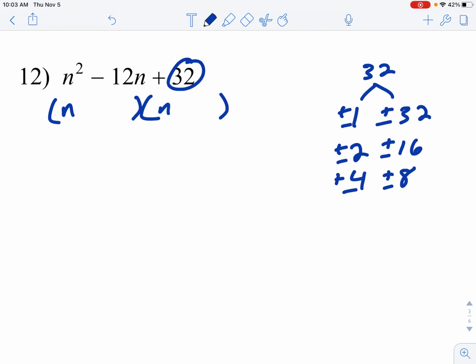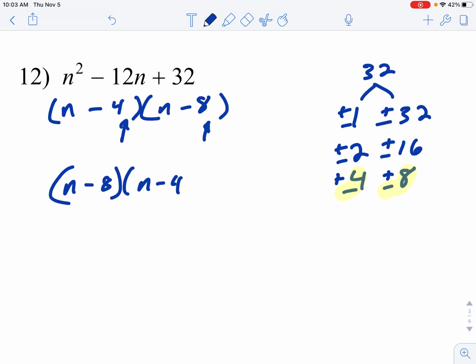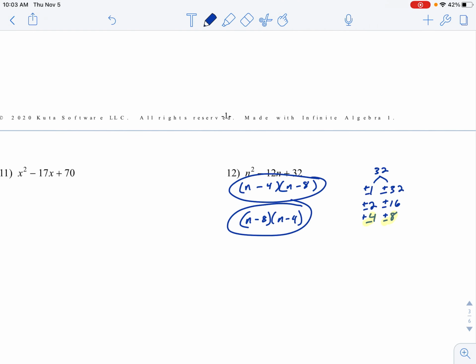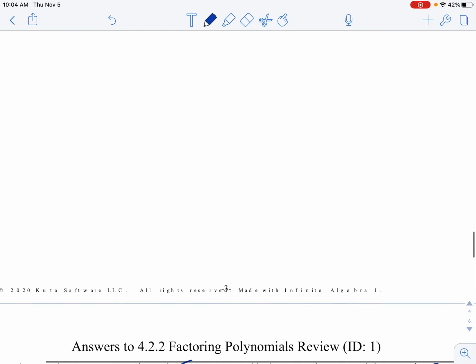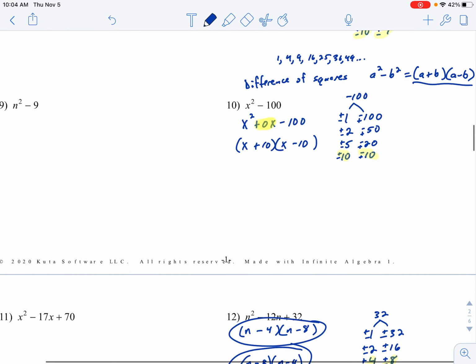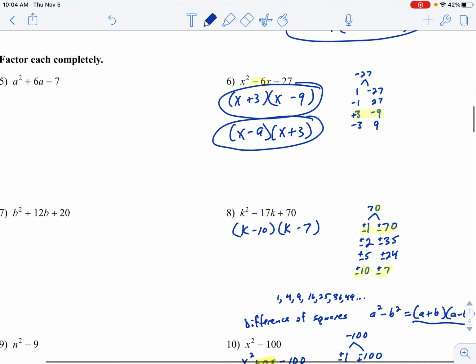So I put down an n and an n. These two numbers have to multiply to 32, add up to negative 12. So look at that little chart. Do you see any numbers that add up to negative 12? How about negative 4 and negative 8. They add up to negative 12. So it's got to be negative 4 and negative 8, or it could be negative 8, negative 4. Those both work. Either one of these would be the correct answer. Let me scroll down and check number 12. There it is.